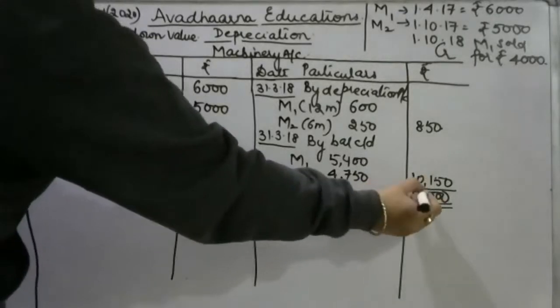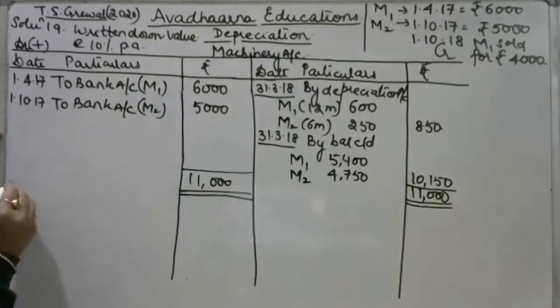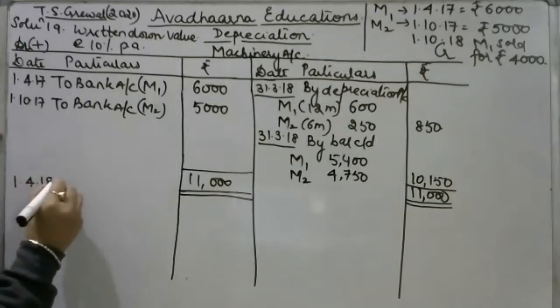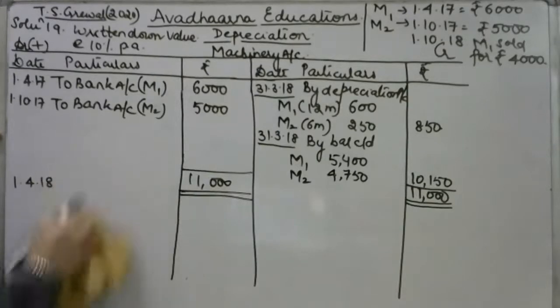Now let's bring the balance of this machinery account in the next financial year starting from 1st of April 2018. To balance brought down.